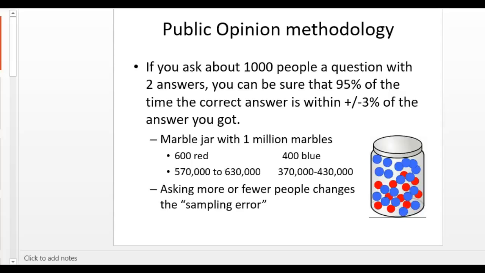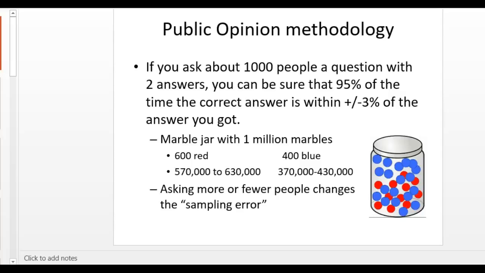The basic rule is what you see there. If you ask about 1,000 people a question with 2 answers, like for instance, who are you going to vote for president? You can be sure that 95% of the time the correct answer is within plus or minus 3 percentage points of the answer you got.